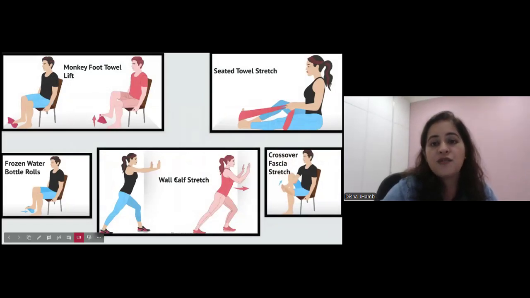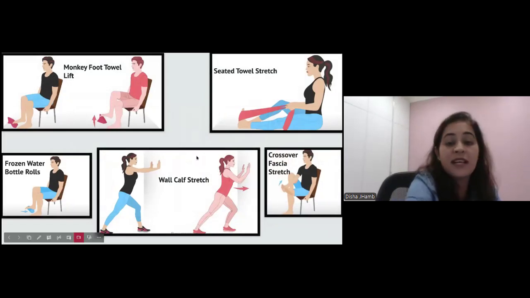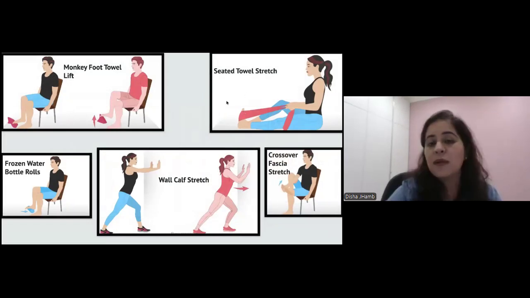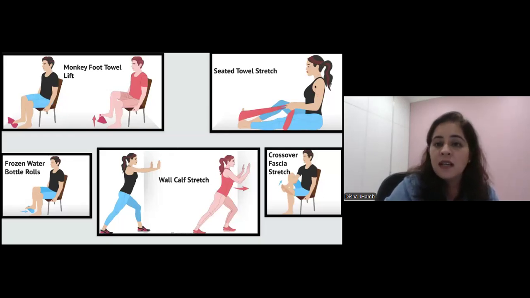So the first stretch that we generally suggest is this seated towel stretch. As you can see here, I won't be able to demonstrate it, but I will try to explain it with the help of figures. If there is any problem, you can send a message, and I will try to explain it in much more detail later. So a person needs to sit with the back completely straight.